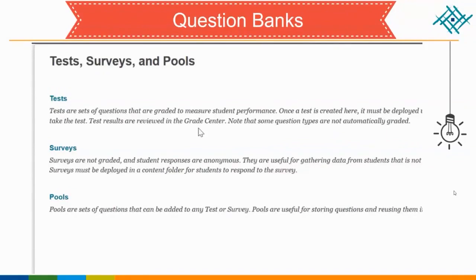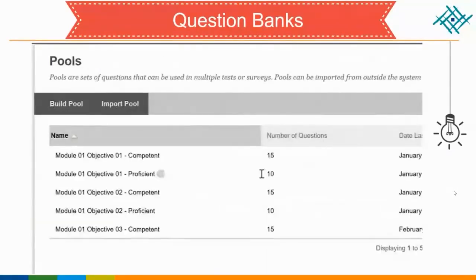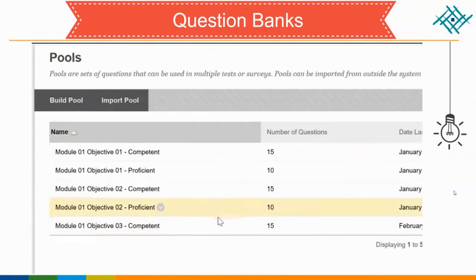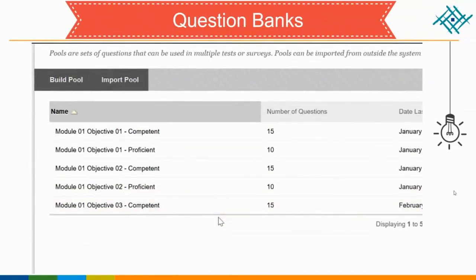So instead, on the Test Surveys and Pools page, we'll start out by clicking Pools. Creating tests this way often raises concerns about the validity and fairness of the test. If questions are being pulled from a pool, how can we be sure each student is being tested on all the objectives? Particularly when a pool is large relative to the number of questions. Well, the best way to do this is to create multiple question pools.